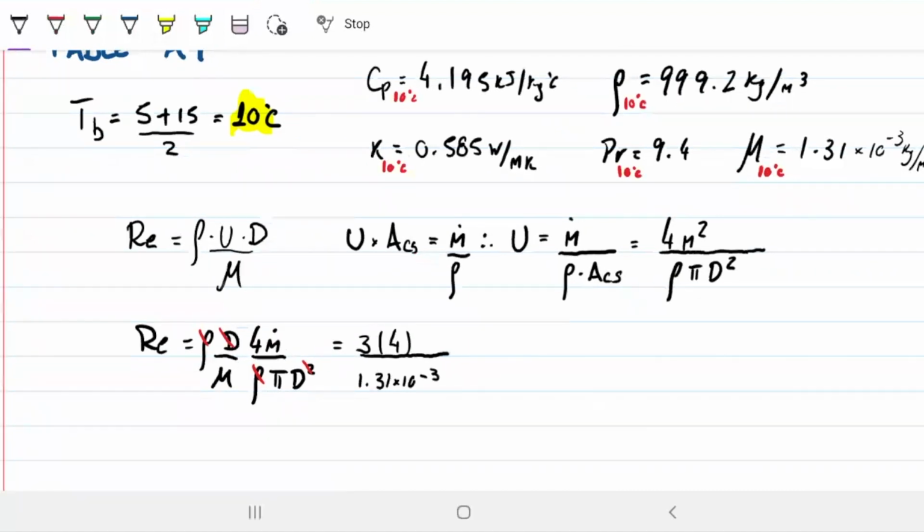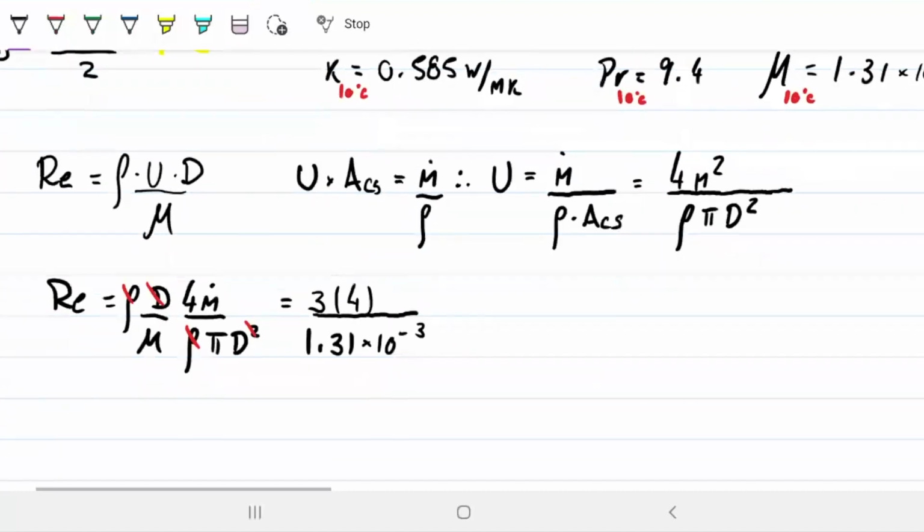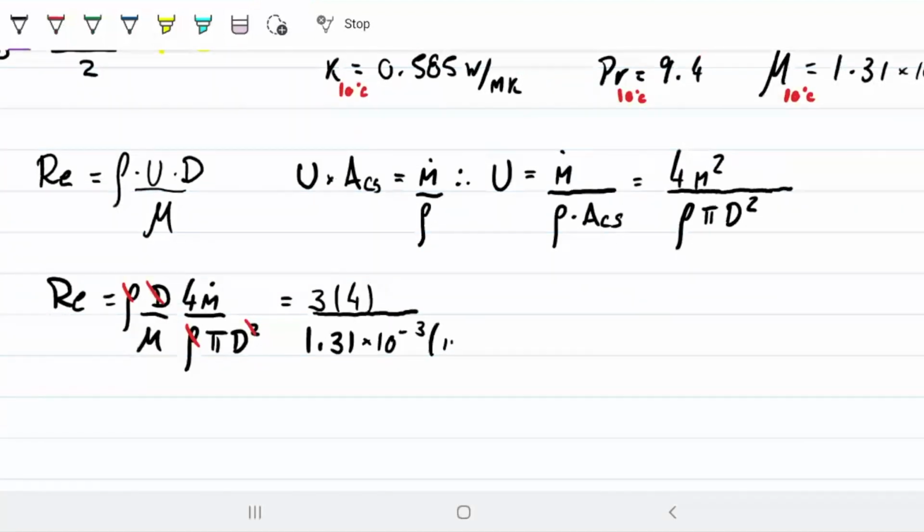It's very small, isn't it? Pi, diameter, which was 25, was it? Oh, 5 centimeters.